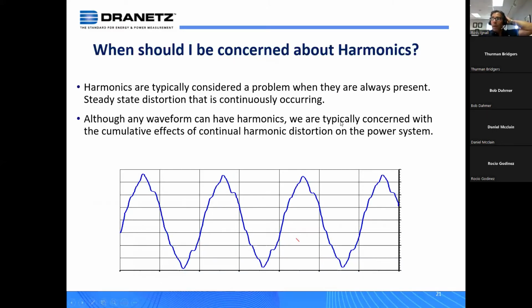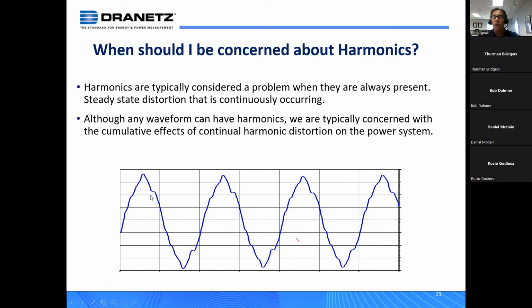So, wrapping it all up, just the basics of harmonics: when should you be concerned about harmonics? Harmonics are typically considered a problem when they're always present. It's steady state distortion that continuously occurs. Really what that means is that any waveform can have harmonics. So consider a power quality event, a transient, a dip, or a sag in different terminology. Well, temporarily you have high harmonic content potentially. Let's just assume this is one wave shape and then it went to clean waveforms over here. That's not really the concern.